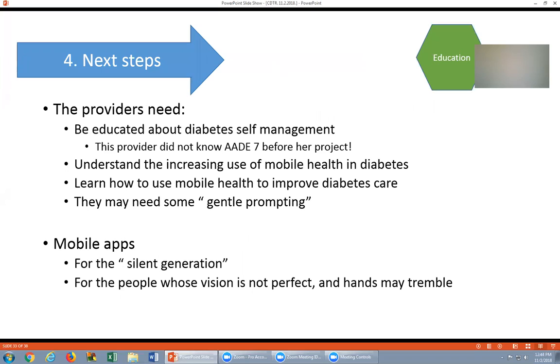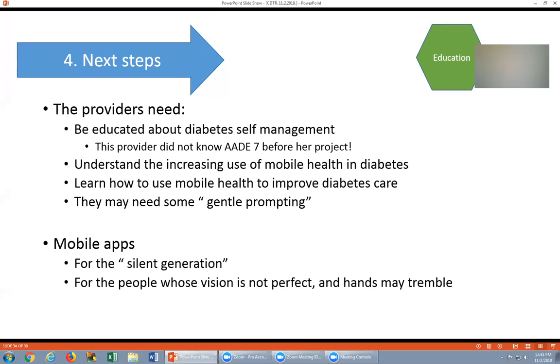What are the next steps? What we would like to do is, number one, focus on the providers. Because again, I, as an endocrinologist, did not know this big gap in diabetes care, that all these people above the age of 65 are not getting diabetes education. And we have a resource which is supposed to be available for them, but is actually not usable for them. Okay? So the providers need to be educated about self-diabetes management and AADE 7.